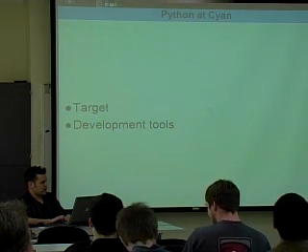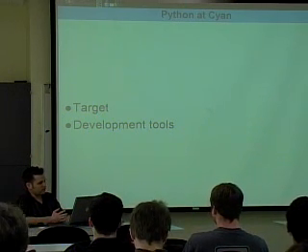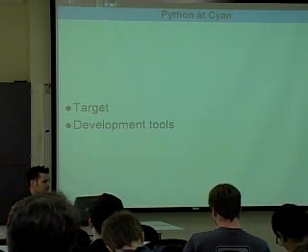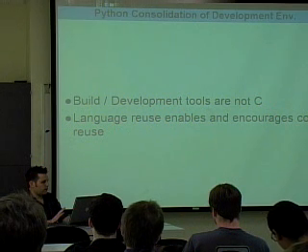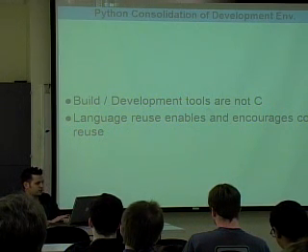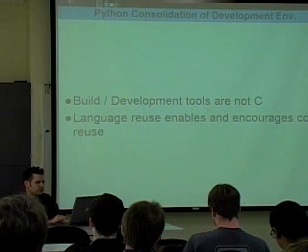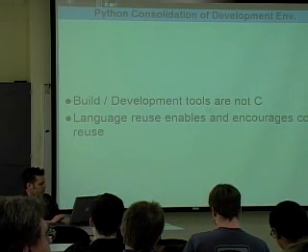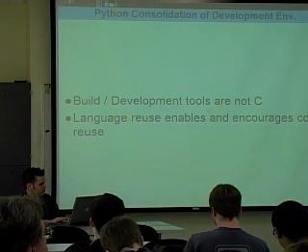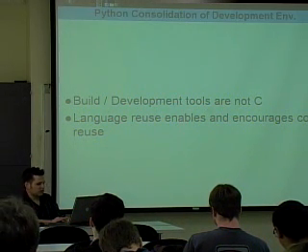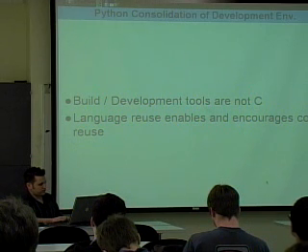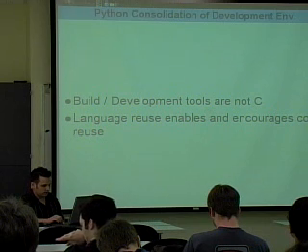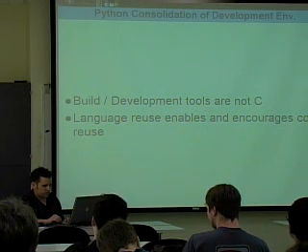So now Python at our company, how do we use it? Obviously, we use it on our target to drive our applications, but we also use it for our development tools. Typically, build and development tools will not be written in C. It's just too cumbersome for the string and file handling. But Python's suited for both, so that's nice. And then the language reuse enables and actually encourages code reuse. So we have tools that we use on the target as well as part of our build steps, our development steps.